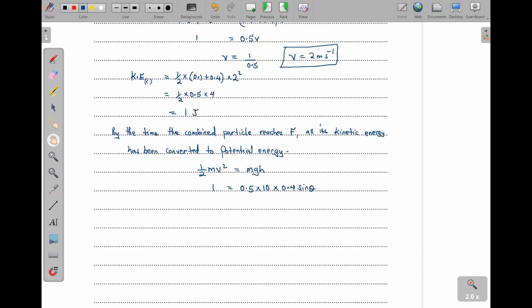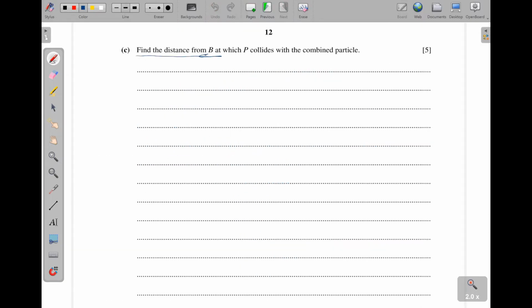So this simply implies that, what will this one give us? This one is giving us 5 times 0.4, that is 2. So 2 sine theta is equal to 1, meaning sine theta is equal to a half, and then theta becomes the arc sine of a half, and then theta becomes 30 degrees. That is that. Then part C, find the distance from B at which P collides with the combined particle.